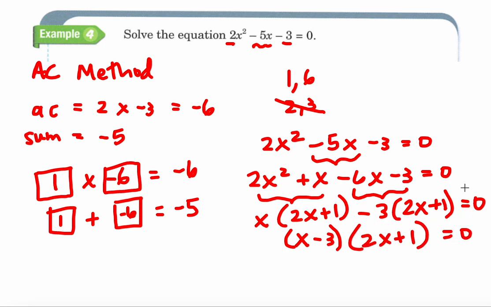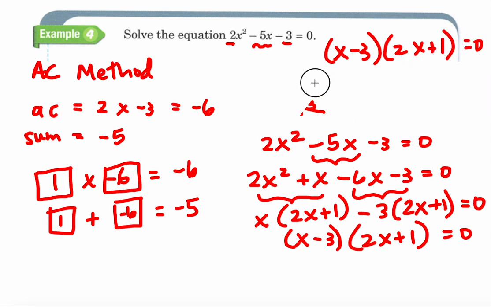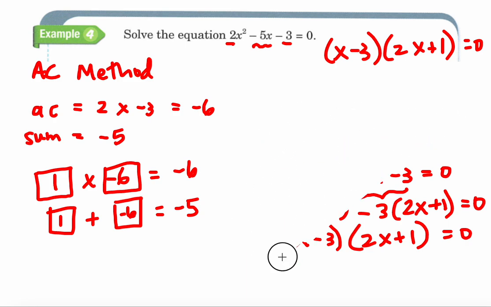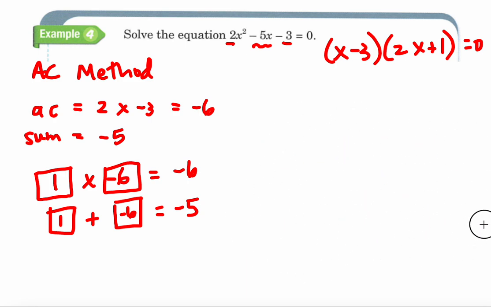Okay, so instead of 2x squared minus 5x minus 3, I'm left with x minus 3 times 2x plus 1. That should work out, and yes, it works out. All right, now we're at this point: x minus 3 times 2x plus 1 equals 0. I'm going to rewrite that up there and erase all this so that you can see the rest of the work, because so far we've just factorized it.